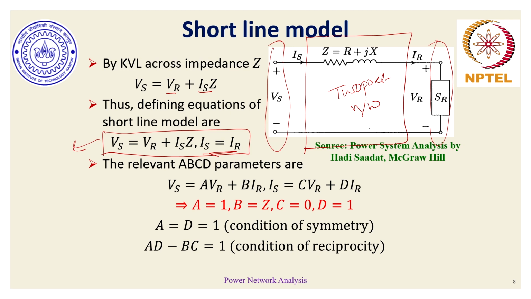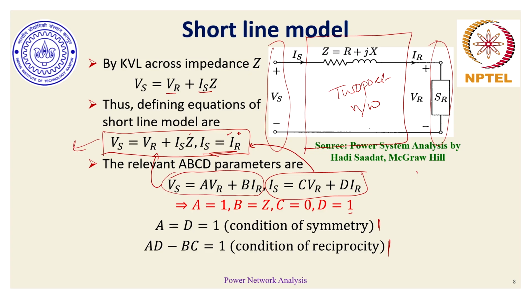Since ABCD parameters are common parameters to represent transmission line models, let us recollect our ABCD parameters. These are the two equations which define the ABCD parameters. If we compare equation by equation, this with the first equation and the equation sitting over here with this equation, then it's pretty obvious that A is equal to 1, B is equal to Z, C is equal to 0 because there is no term of VR present over here, and D is equal to 1. The conditions of symmetricity and reciprocity are also true because A is equal to D and AD minus BC is equal to 1.